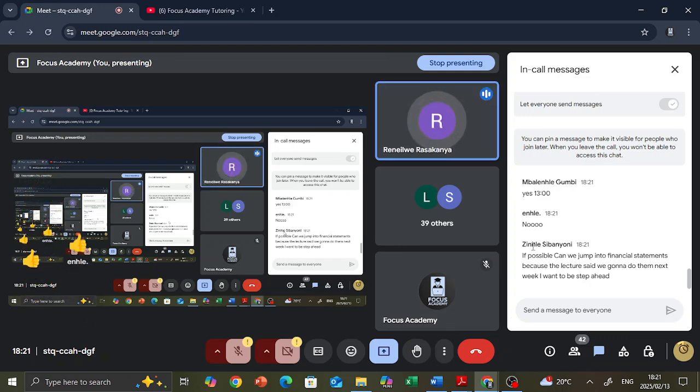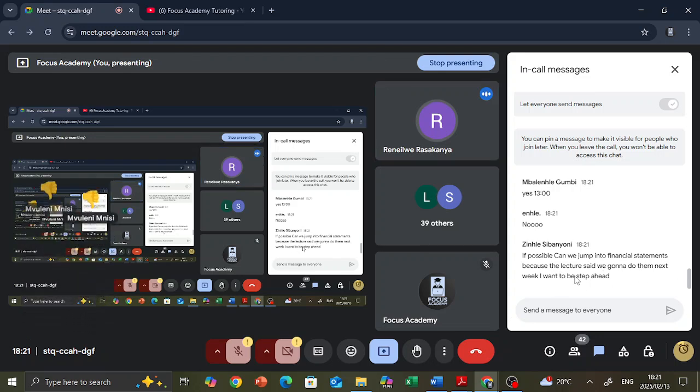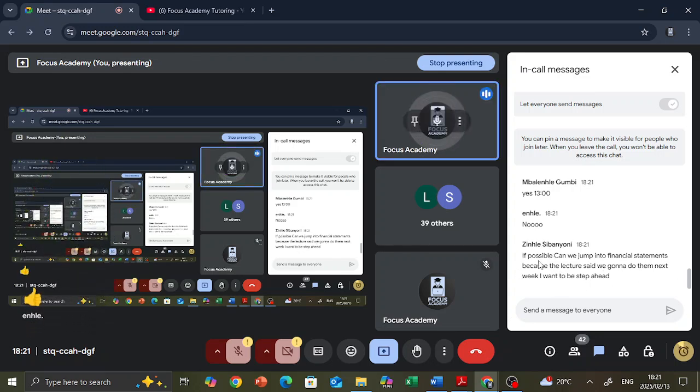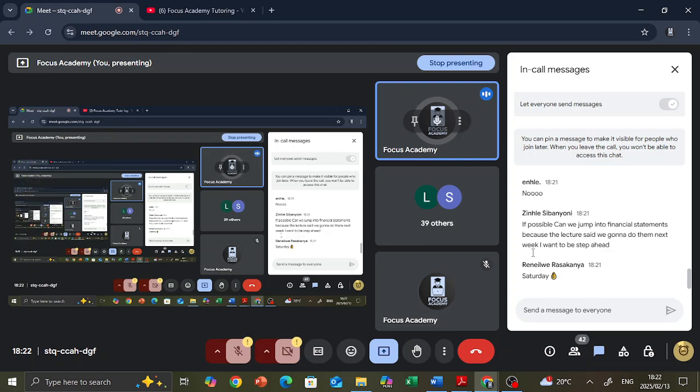If possible, can we jump into financial statements, because the lecturer said we're going to do them next week. 100%, Zintle. Zintle wants to be a step ahead of me now. Of course, we're going to have a class on financial statements. We just need to finish the accounting equation.